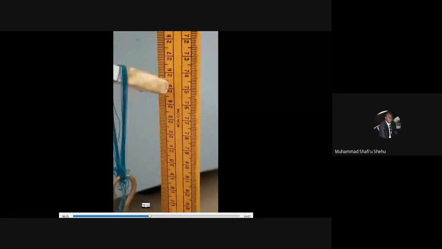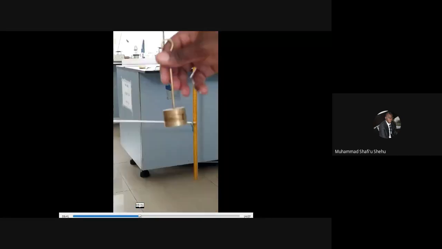All right, are you with me? Yes, sir. Yes, this is our meter rule.